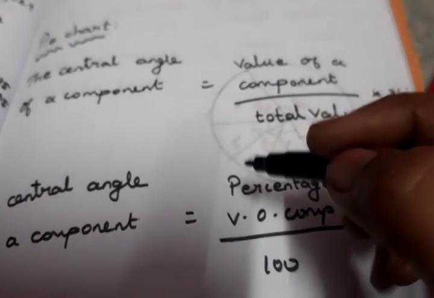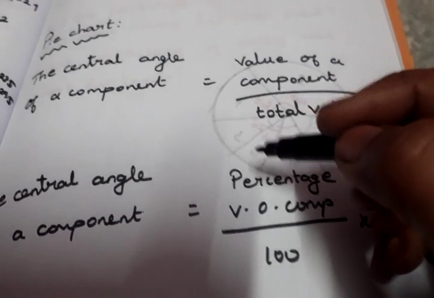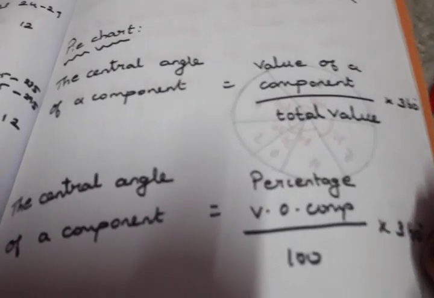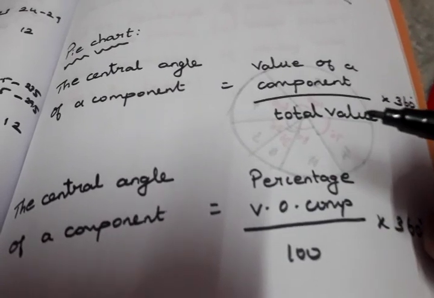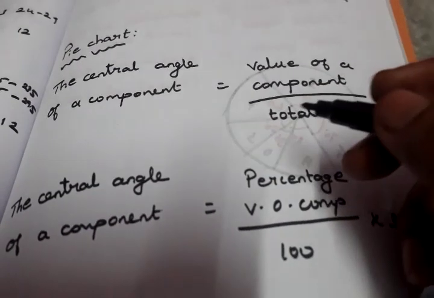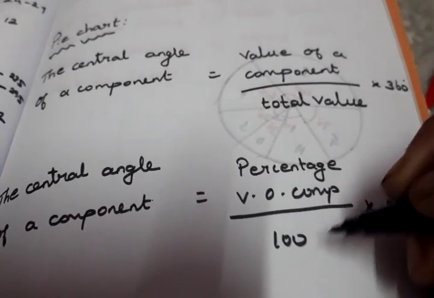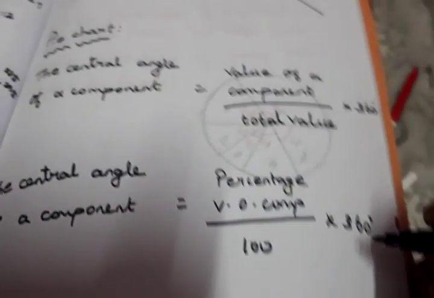Another formula for the central angle of a component is used when the values of the components are expressed as percentages. In such a case, the central angle of a component is the percentage value of the component divided by 100, into 360 degrees.